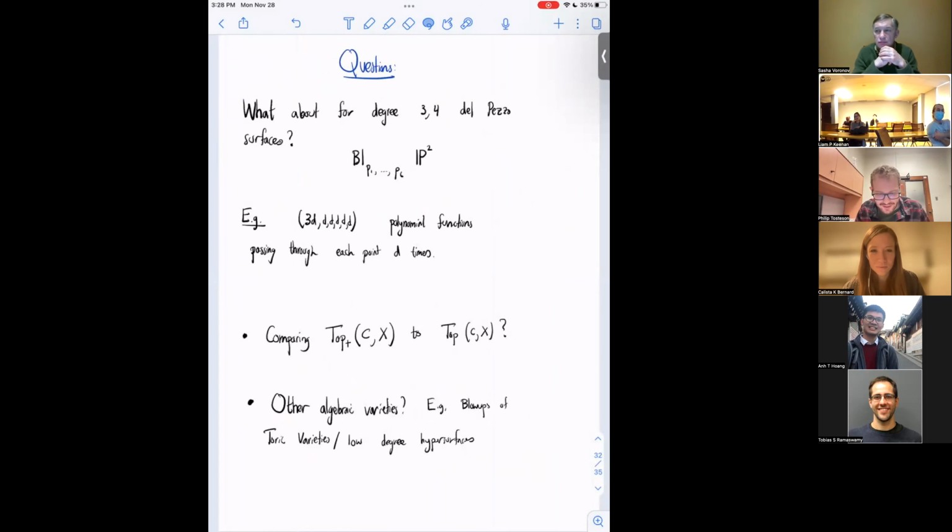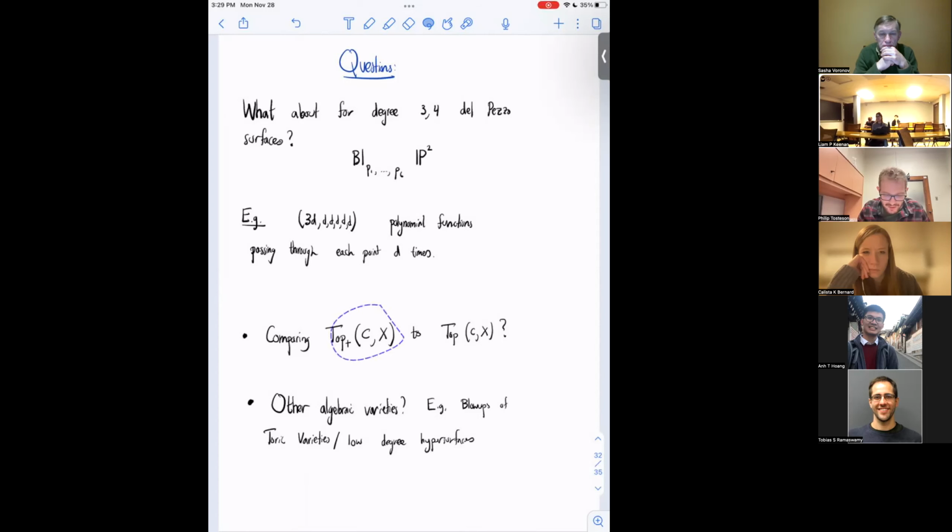So there's still a lot of questions that you can ask. For instance, we don't really know what to do for degree 3 or degree 4 Del Pezzo surfaces. Also, a weakness of our methods is that in general we don't know how to compare the space of positive intersection multiplicity maps to the space of all continuous maps. And we also just don't know that much about other algebraic varieties. So there are a lot of questions that I don't know if anyone has any ideas on, I'd be happy to talk about. I think I'll stop there.